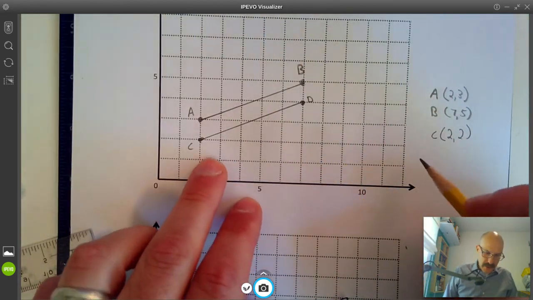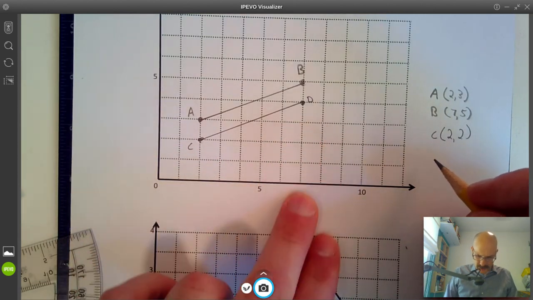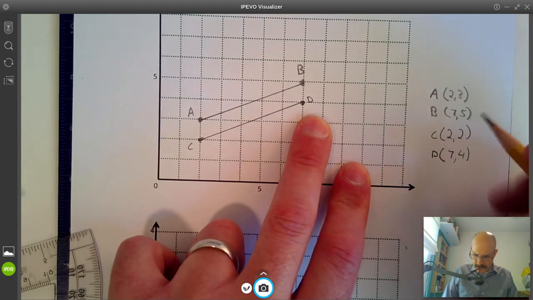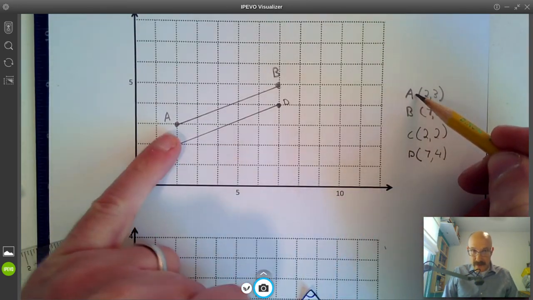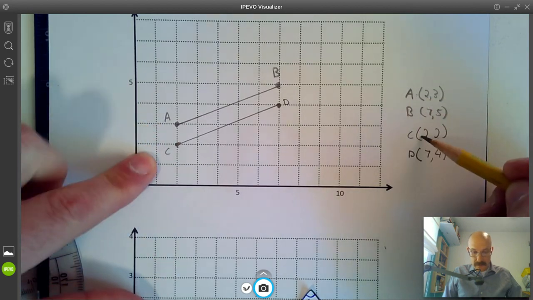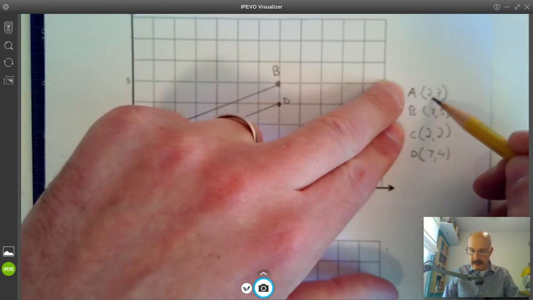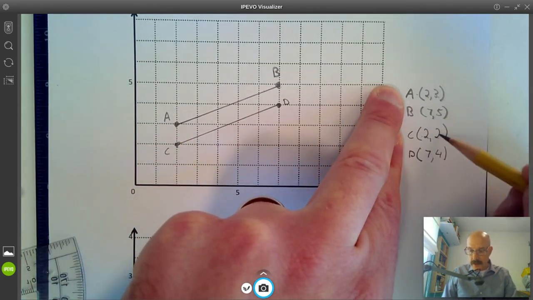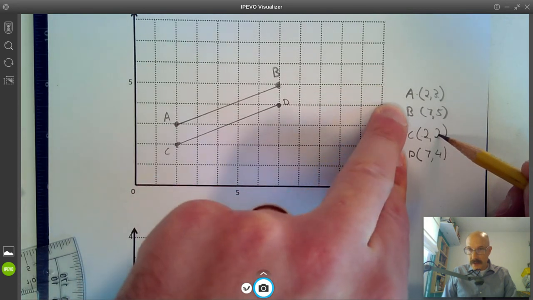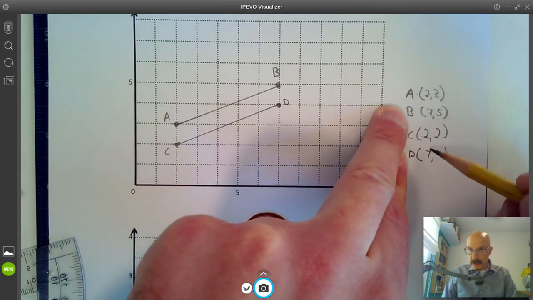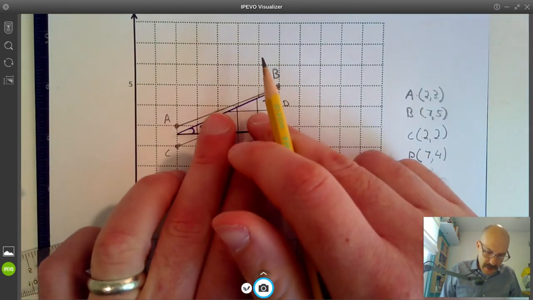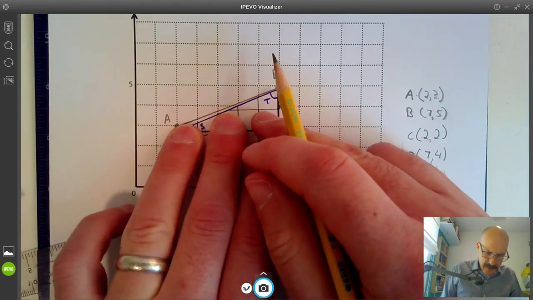And now let's just take a look at the points C and D. Let's see, the point D is 7, 4. Now if we compare point A and point C, and point B and point D, so A and C, x-coordinate stays the same and the y-coordinate decreases by 1. And for B and D, x-coordinate stays the same. Y-coordinate decreases by 1.